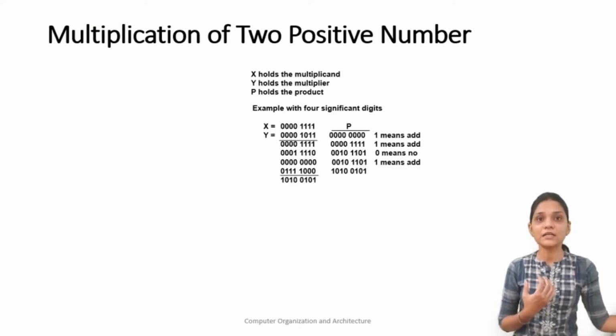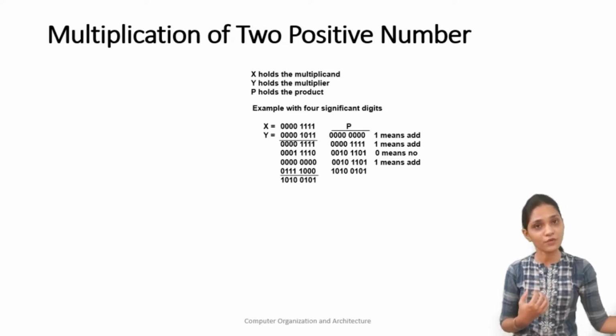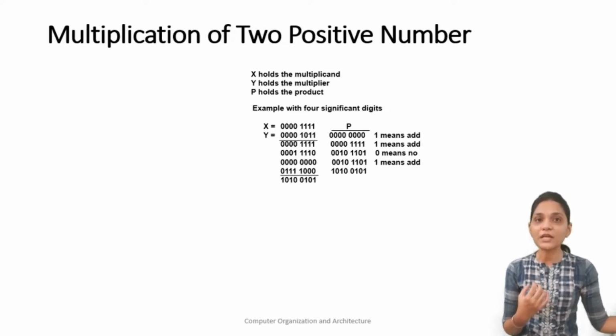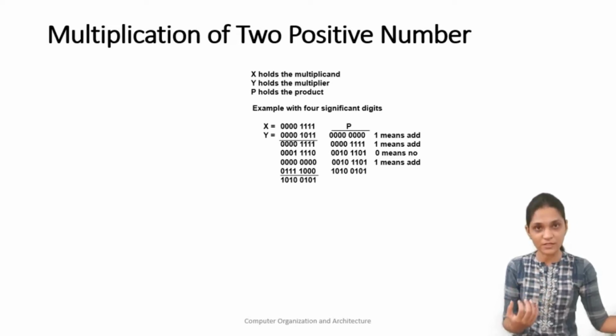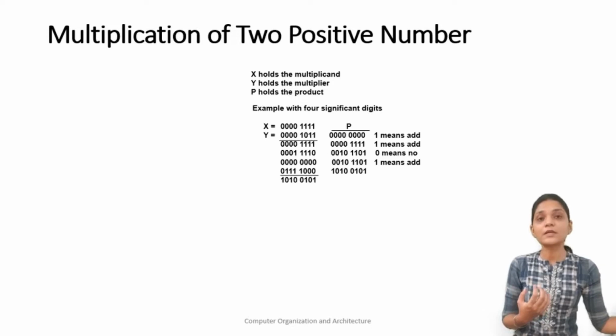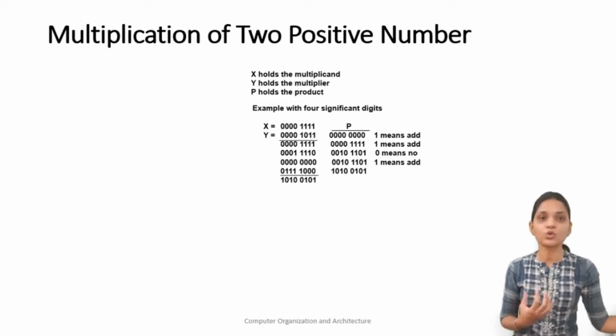Here we have used x to hold the multiplicand, y to hold the multiplier, and p to hold the product, or you can say result. We know that whenever you multiply two 4-bit numbers, your result will be at most 8-bit. If you multiply two 8-bit registers, your result will be 16-bit. That means you will require double capacity to store your number.